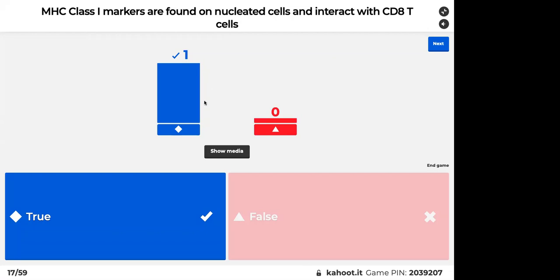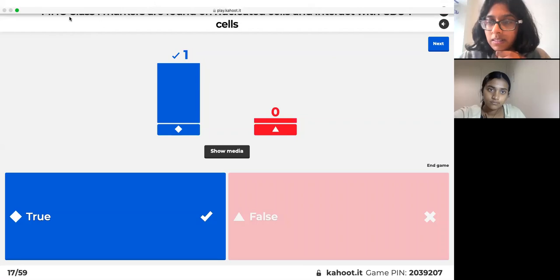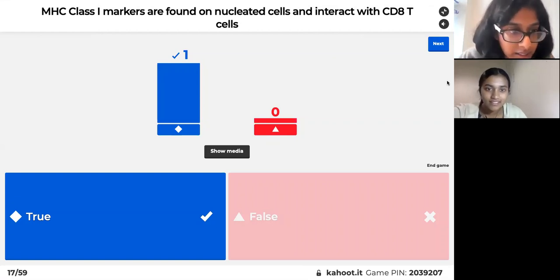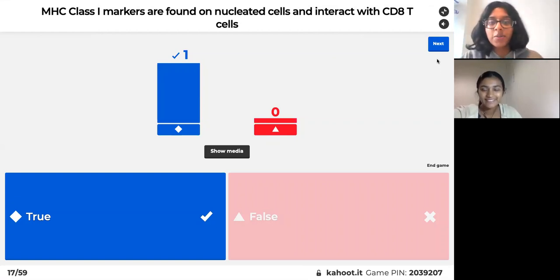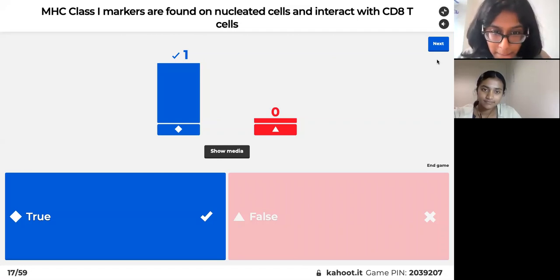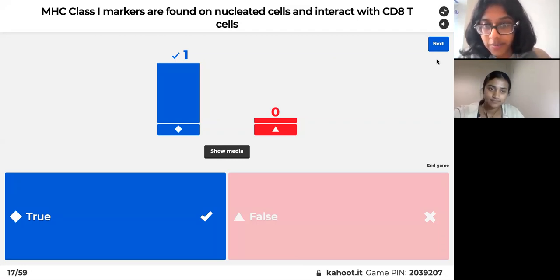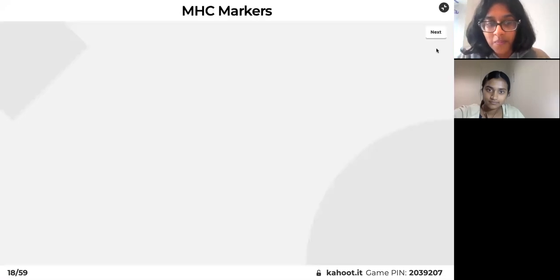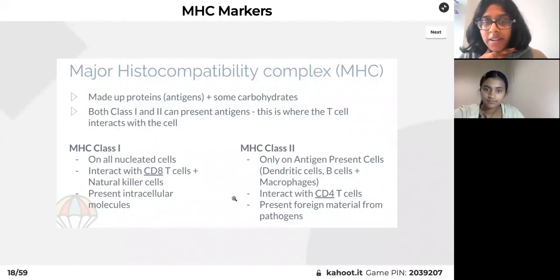Actually, wait, this might be my question. Hold on a second. I'm sure it is. It is true that MHC class I markers are found on nucleated cells and interact with CD8 T cells. Actually, I don't remember making this question. I think this is Ashani's as well. Oh, okay, right. I don't actually see it in her slides. Oh, right, never mind, yes. So MHC class I is on all nucleated cells. It interacts with CD8 T cells plus natural killer cells and presents intracellular molecules. That's the slide for that. My bad.